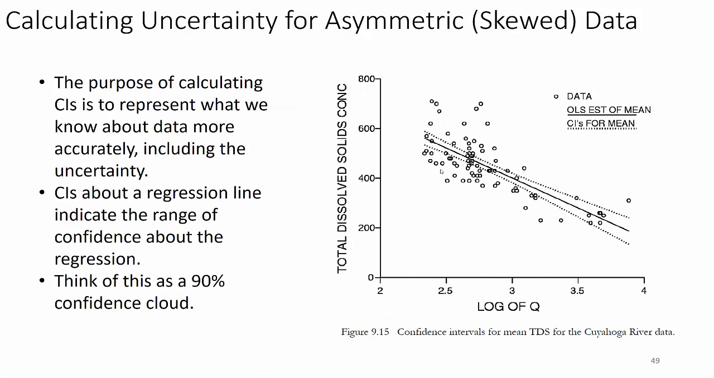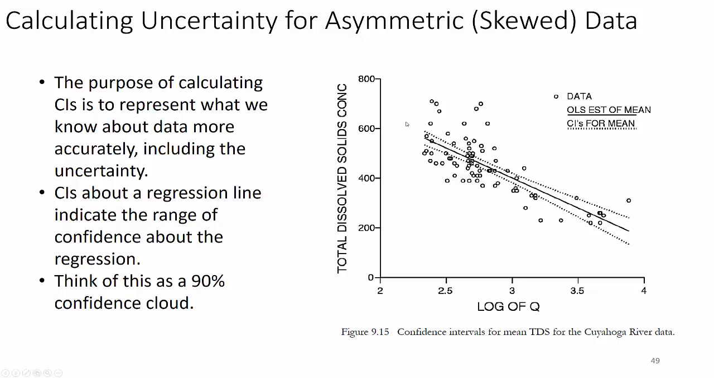Calculating uncertainty for asymmetric skewed data gives you the ability to actually see your variance when you plot the log of Q versus some data set. So for total dissolved solids, we see the mean, the solid line, we see all the data points, and we can see the 95% confidence interval about the mean. That's the 95% of the regression line, not of the data. So the confidence intervals about the regression line are captured within these dashed lines. We can be 95% confident the regression line will move between these dashed lines.